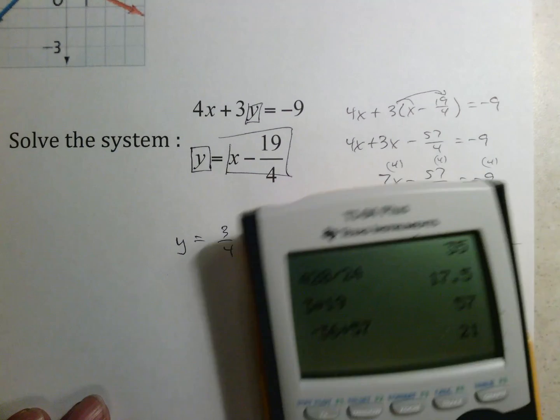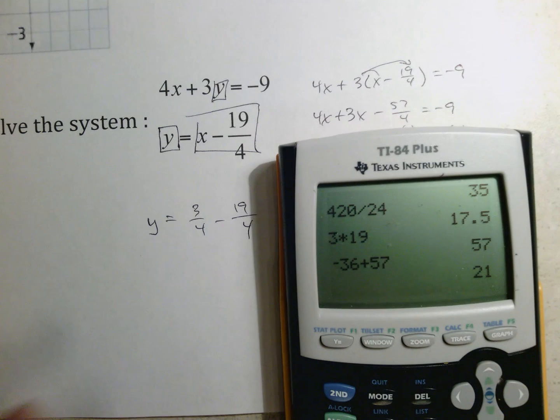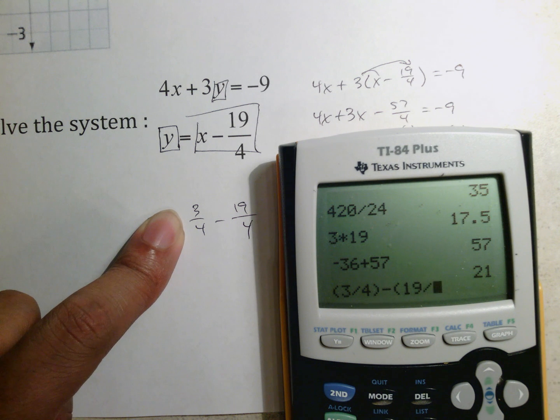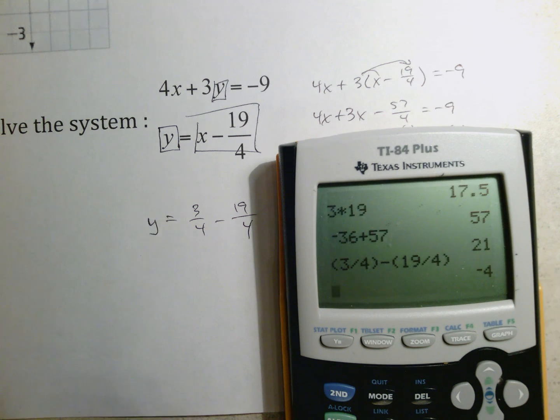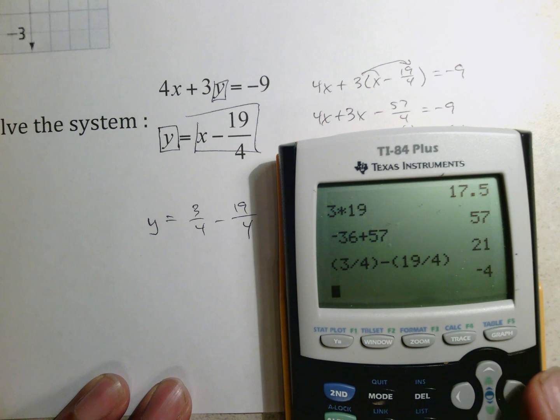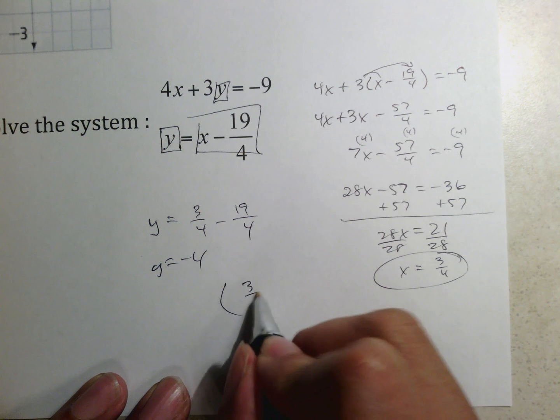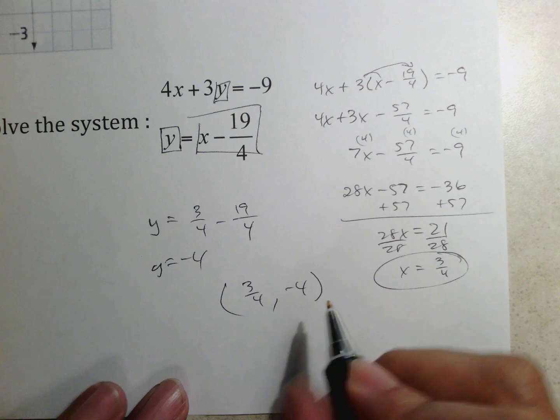And if you remember, I showed you how to do the fraction part on calculators. Watch carefully. Remember, every time you have a fraction, put that fraction into parentheses. So 3/4 minus parentheses 19/4 equals, of course, we get a nice number like negative 4. That works. So that means that y is negative 4. And so our answer is 3/4 comma negative 4.